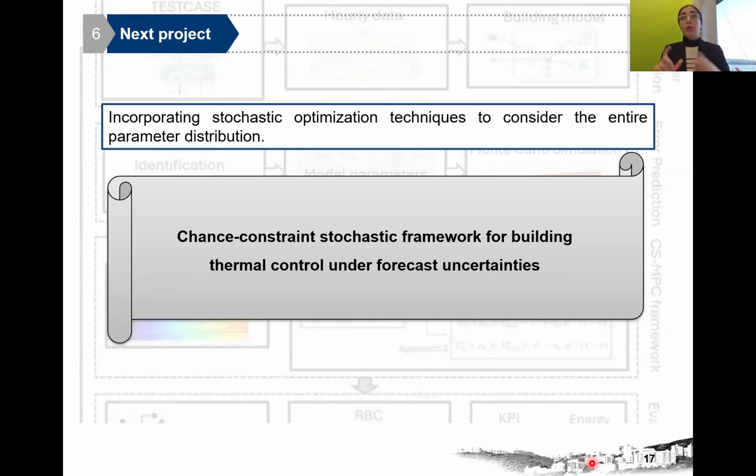we didn't use the whole range of the identified parameters, maybe in the next project we will consider developing a chance constraint and stochastic framework to consider the whole range of parameters, not just the average of them, which is the topic of our next project that we skipped here because of the time limit.